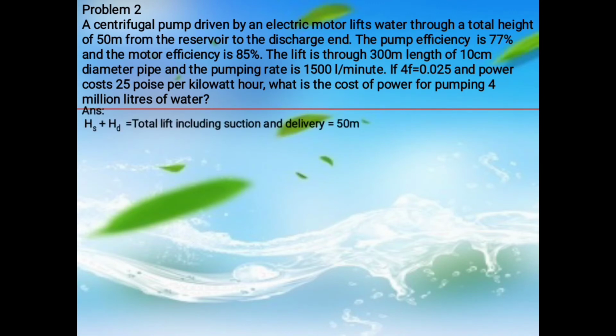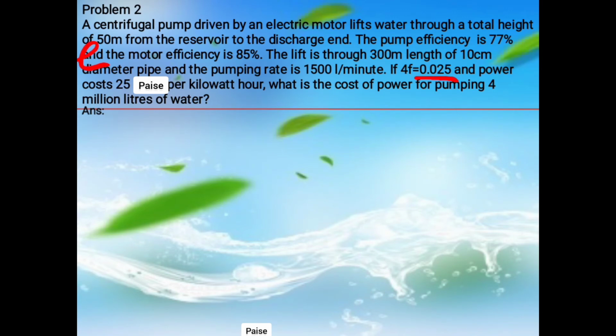Then the average pumping rate is 1500 liters per minute. The quantity of water to be pumped is 1500 liters in 1 minute. And 4F equal to 0.025, that means F dash equal to 0.025, and the cost of power is 25 paise per kilowatt hour. And what is the cost of power for pumping 4 million liters of water?